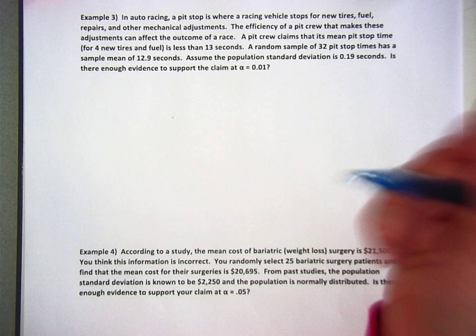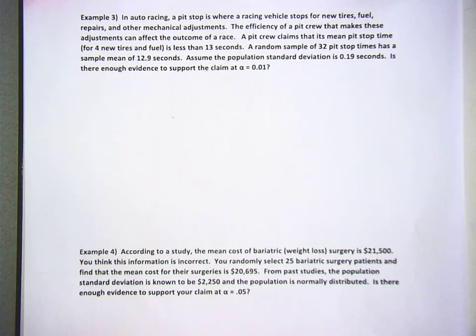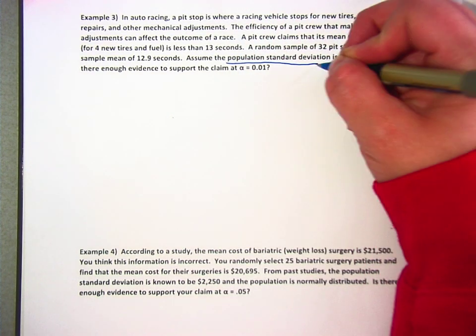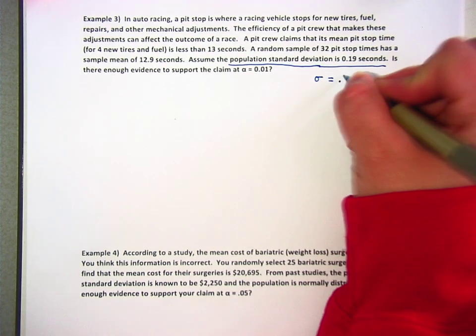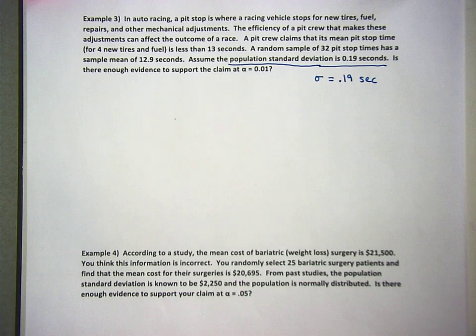Okay, so let's start. First thing we have to do is verify that sigma is known. It says that the population standard deviation is that. So I'm going to write here that sigma equals 0.19 seconds, because we're not calling it O-tail. Isn't that right, Nathan? O-tail? No, sigma.